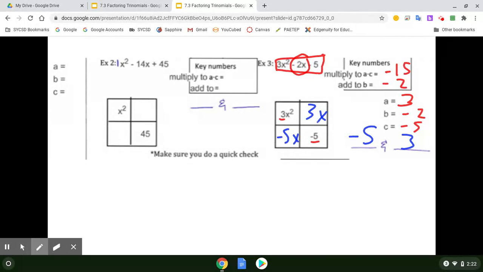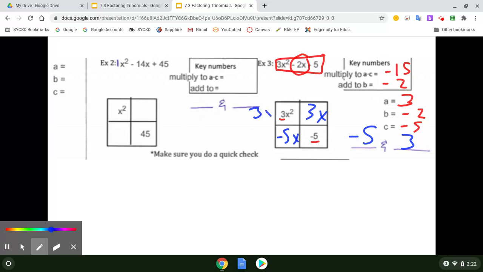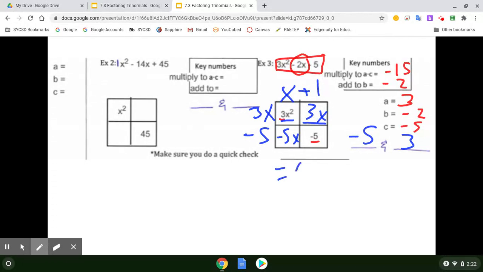Once we've filled in the rest of our rectangle, we can factor and find the side lengths. So this has to be 3x since that is the common factor among those two boxes, and then that would make this x, this 1, and this negative 5. So our factors are 3x minus 5 and x plus 1.